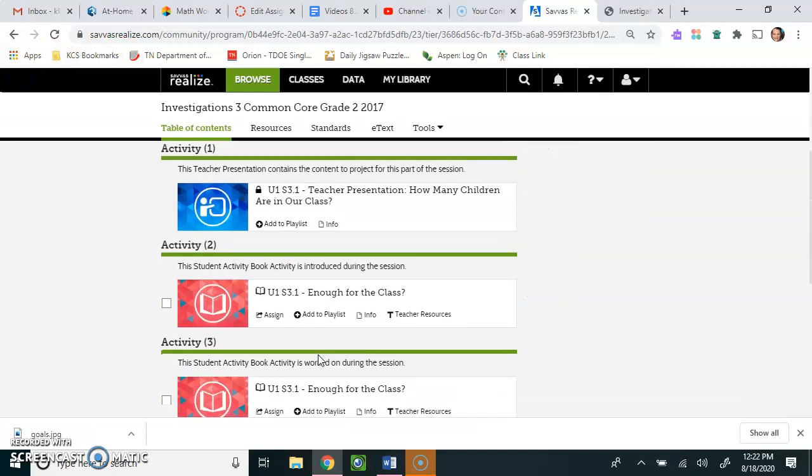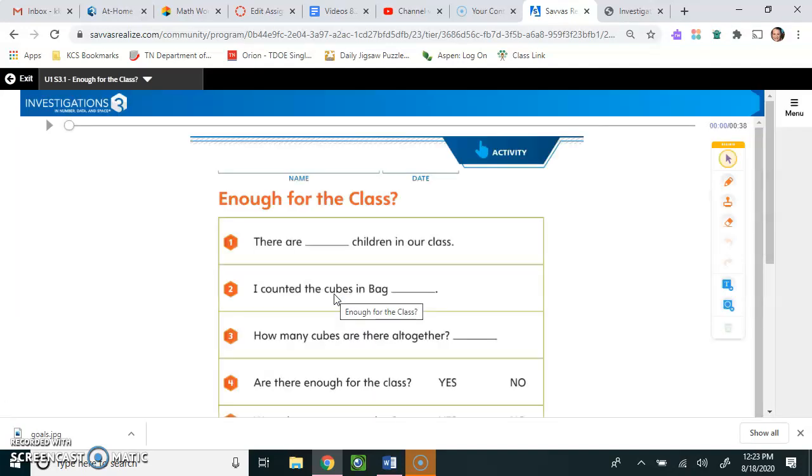On page 50, we're going to go ahead and fill out some important information on our Enough for the Class page. The first question says, there are blank children in our class. How many students did we just figure out were in our class? Absolutely. So in that blank, I'm going to write the number 14. I have to type it because that's the only way I can get it up here. You write it. There are 14 children in our class.